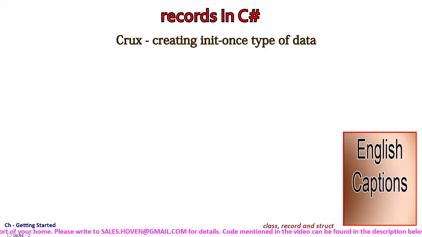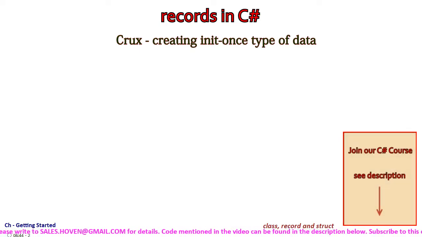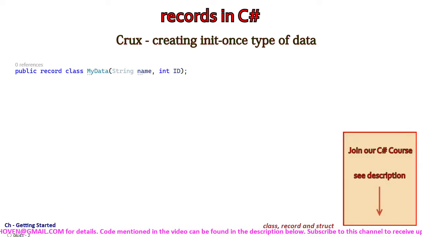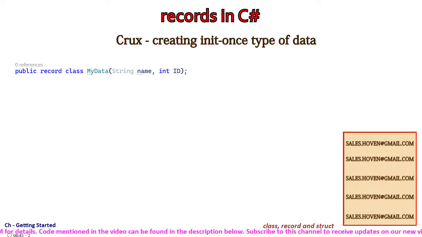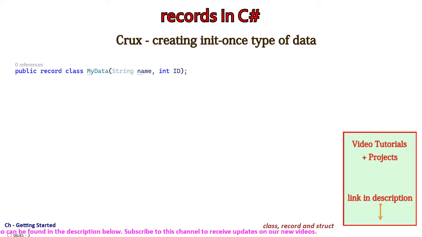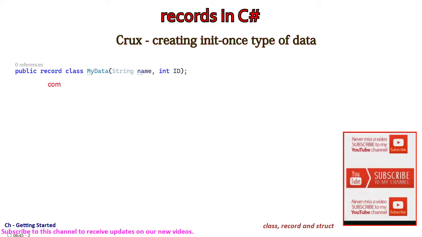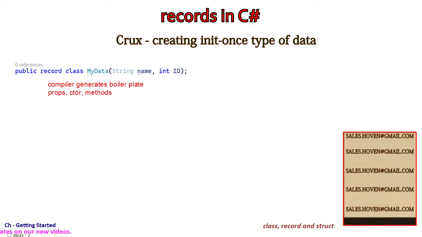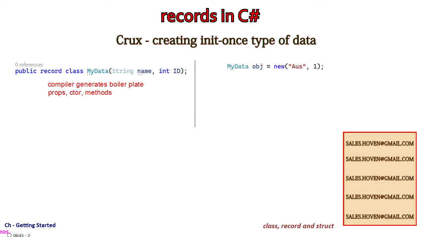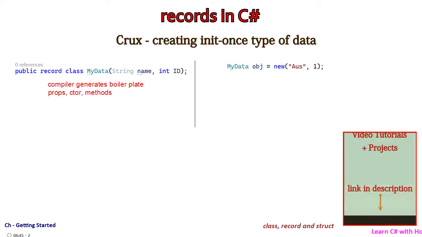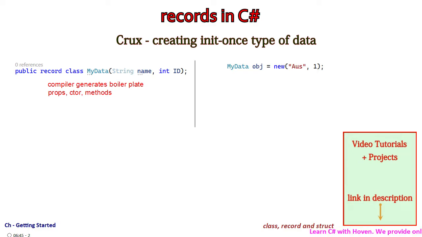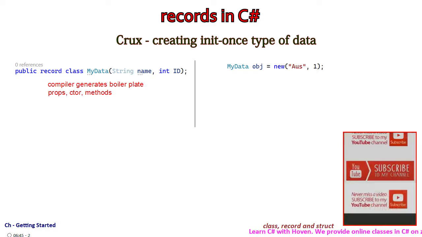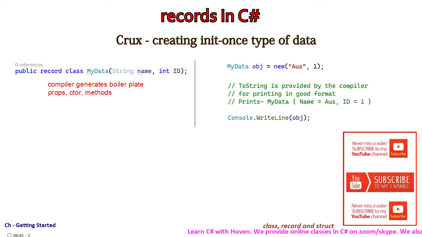A record is mainly used for creating init-once type of data. The following single-line syntax, public record class myData(string, int), defines an init-once record to hold a string and an int type of data. The compiler generates the proper constructor and data members for holding the data. An object of this record can be created by using the usual syntax: myData obj = new, followed by the constructor arguments. The data can be printed by using Console.WriteLine.